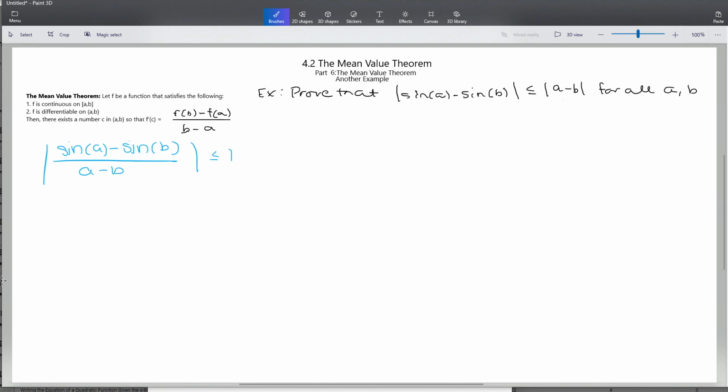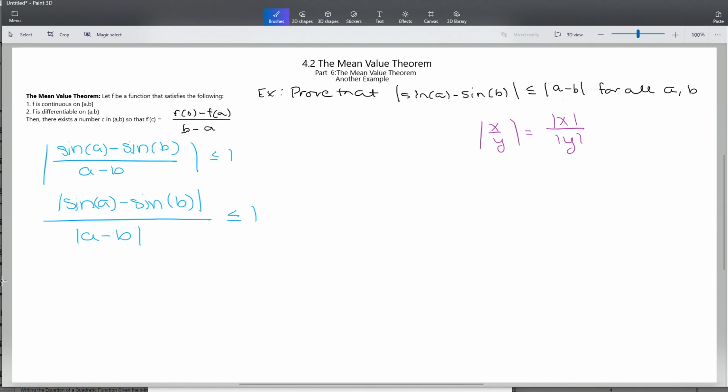Now I need another fact about absolute value. If I have the absolute value of x over y, this is equal to the absolute value of x over the absolute value of y. I'm going to use this information now, so I'm going to split up my absolute value: the absolute value of sine A minus sine B, divided by the absolute value of A minus B.